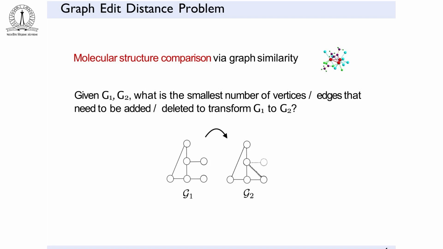But this is a small example, of course. In general, this is also an NP-hard problem, so we shouldn't expect to be able to solve this tractably. But again, it shows up in a ton of applications. Lots of pattern recognition type problems are formulated this way, but we'll see some examples with molecular structure comparison.